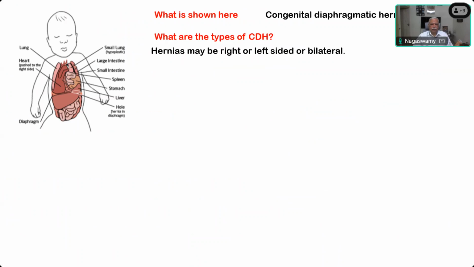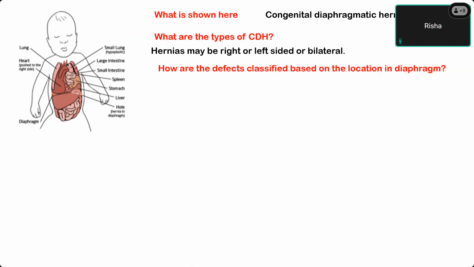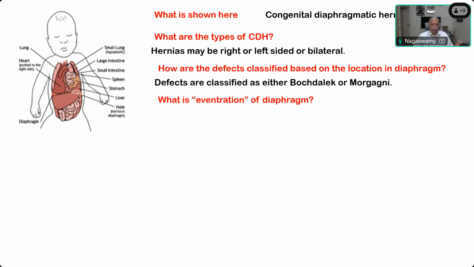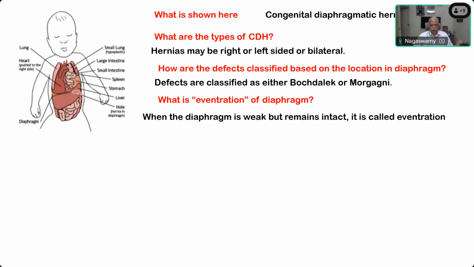Right side, left side, or bilateral, and the defects are placed on the diaphragm according to the location of the hole in the diaphragm. How is it classified? Posterolateral and anterior. Any names for that? Bochdalek and Morgagni. Very good. What is eventration of the diaphragm? The diaphragm is weak but has no holes. The diaphragm is intact but it is weak. Then it is called eventration.